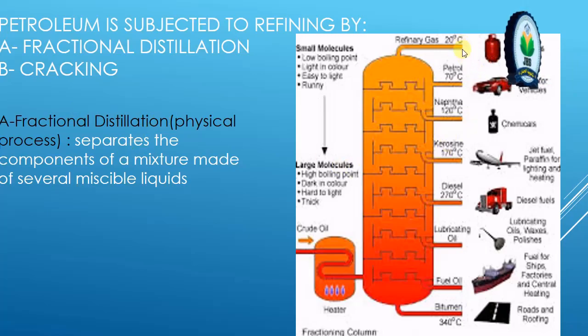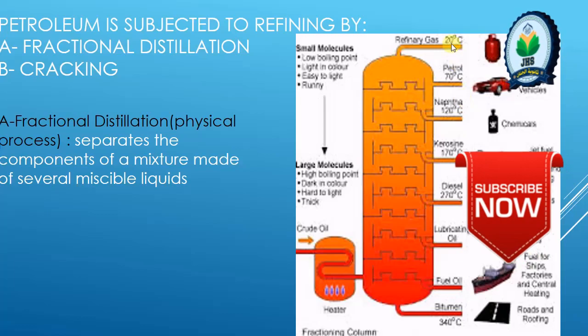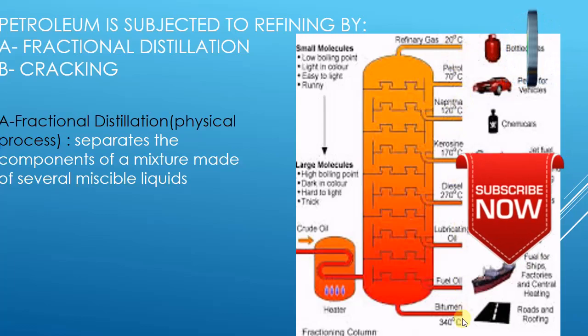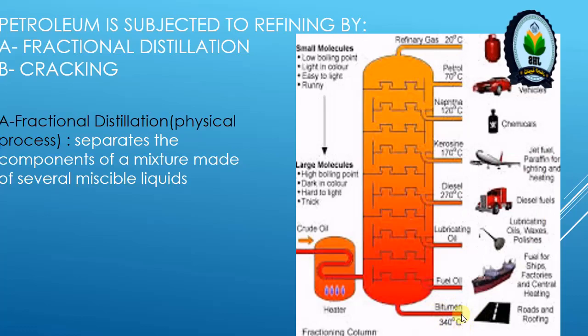Just notice this picture. Fractional distillation separates the components of a mixture made of several miscible liquids. If you notice here, we have different temperatures. At the top of the fractional distillation, we have low temperature. At the bottom, we have high temperature, which is 340 degrees. So at the top, we have small molecules with low boiling points. At the bottom, we have large molecules with high boiling points.